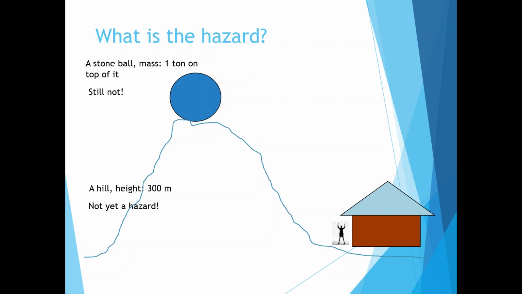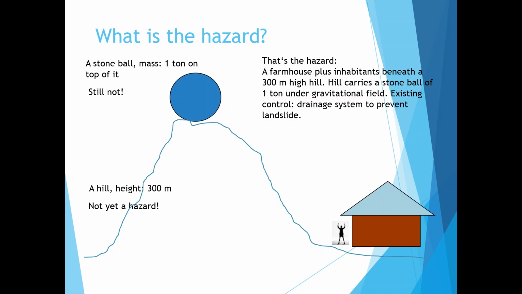However, if we now put a farmhouse next to this hill with the farmer and his family and the livestock, then we have a hazard. And the hazard is this complete description of the system: a farmhouse plus the inhabitants next to this hill with a stone ball under a gravitational field. The farmer knows that this is dangerous and he put in a drainage system to prevent a landslide. So in this description, we have a hazardous situation. Now, still, we don't know what could go wrong, right?